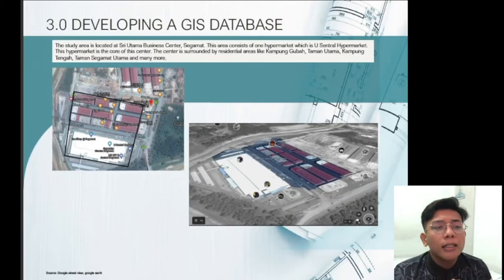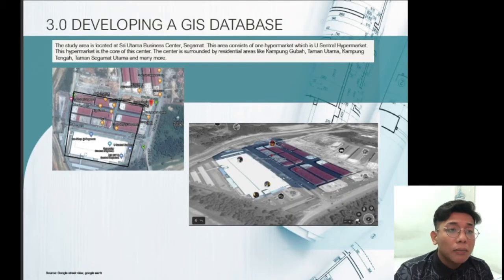The next page is 3.0, developing a GIS database. The study area is located at Sri Utama Business Center, Segamat. This area consists of one hypermarket, which is the center hypermarket. This hypermarket is the core of the center. The center is surrounded by residential areas like Kampung Gubah, Taman Utama, Kampung Tengah, Taman Segamat Utama, and many more.